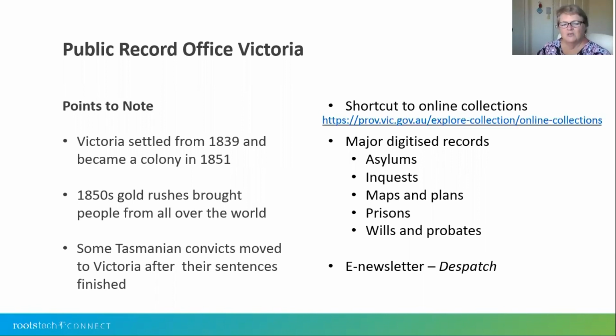Some Tasmanian convicts also decided to leave Tasmania and move to Victoria after their sentences finished. They may have moved on to other states as well. I've put a shortcut here to the online collections, but I encourage you to explore what is not online as well. There are digitised records for asylums, inquests, maps and plans, prisons, wills and probates, and so on. The e-newsletter is called Dispatch.